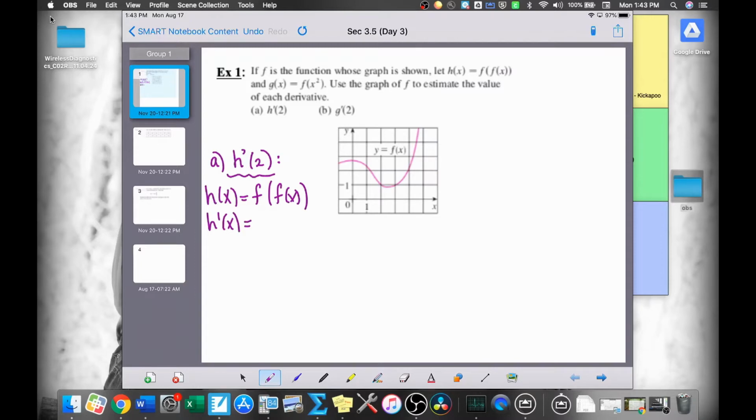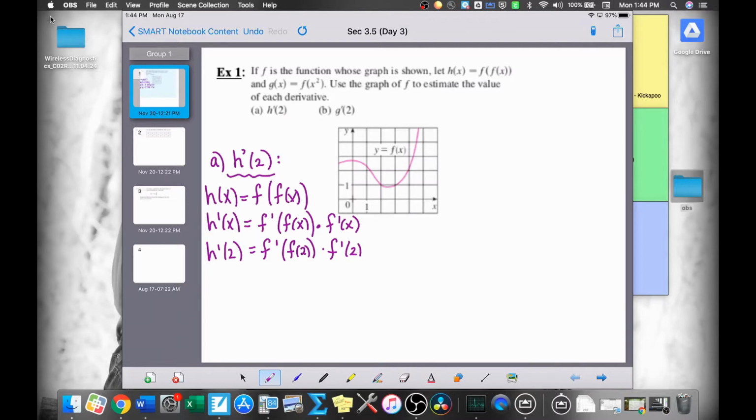So h prime of x would be equal to, now we know we're going to have to use chain rule because we have a composition, and chain rule says we differentiate the outer function at the inner. So that would be f prime of f of x times the derivative of the inner, which would be f prime of x. And now if I want to know h prime of 2, I just need to plug 2 in everywhere that x appears in my expression for h prime.